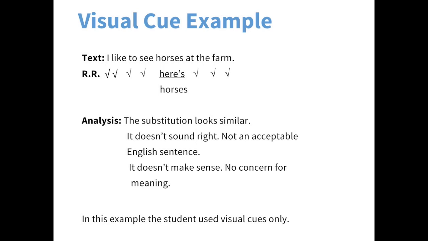A visual example is, "I like to see hares at the farm," in place of, "I like to see horses at the farm." We need to ask if the substitution looks like the word in the text. Some letters and words have very little differences and they have high visual similarity. The substitution hares for horses looks similar. It has many of the same letters, however it does not sound right. It is not an acceptable English sentence. It also does not make sense.